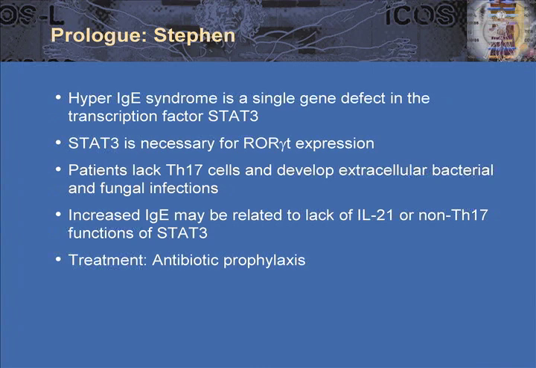This may be related to the lack of the Th17 cytokine IL-21, which I didn't discuss, but there may be other non-Th17 functions of the transcription factor STAT3 that explains this. The treatment for hyper-IgE syndrome is, for better or worse in this day and age, only antibiotic prophylaxis, but patients generally could do well if infections are prevented.